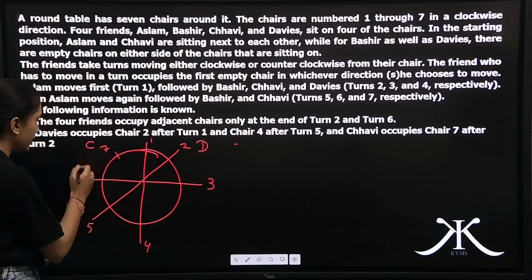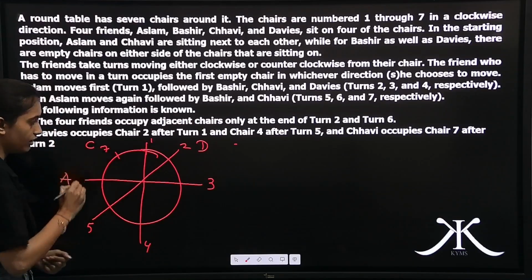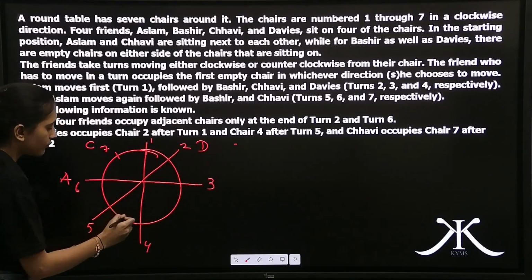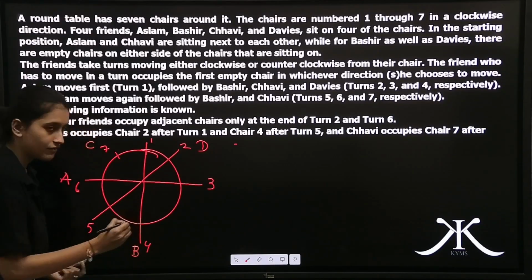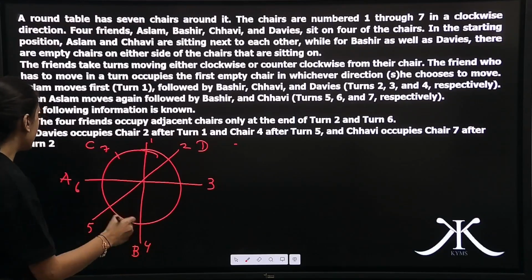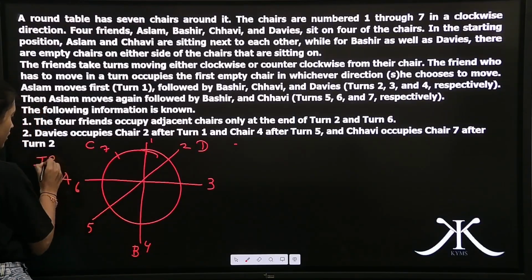So if C is sitting here, A will be sitting here, because A can't sit here, as the places around D need to be empty. Now the same goes for B, so that means B has only one position. B will sit here, only then will the places around it stay empty. Okay, so this is the initial position.